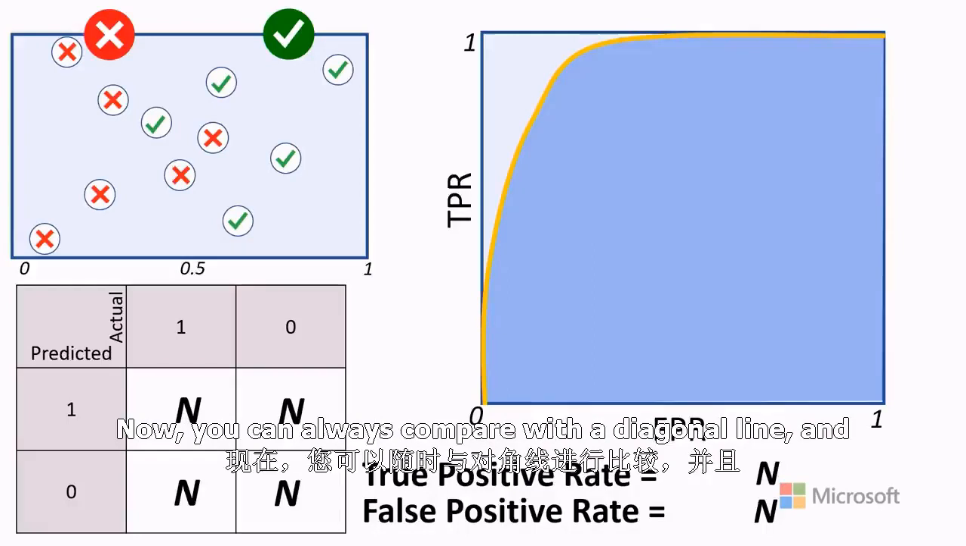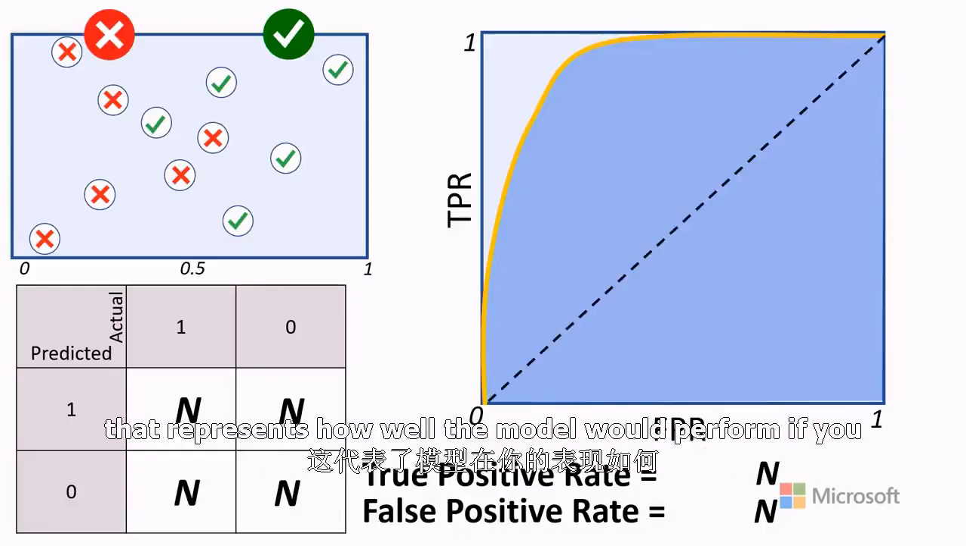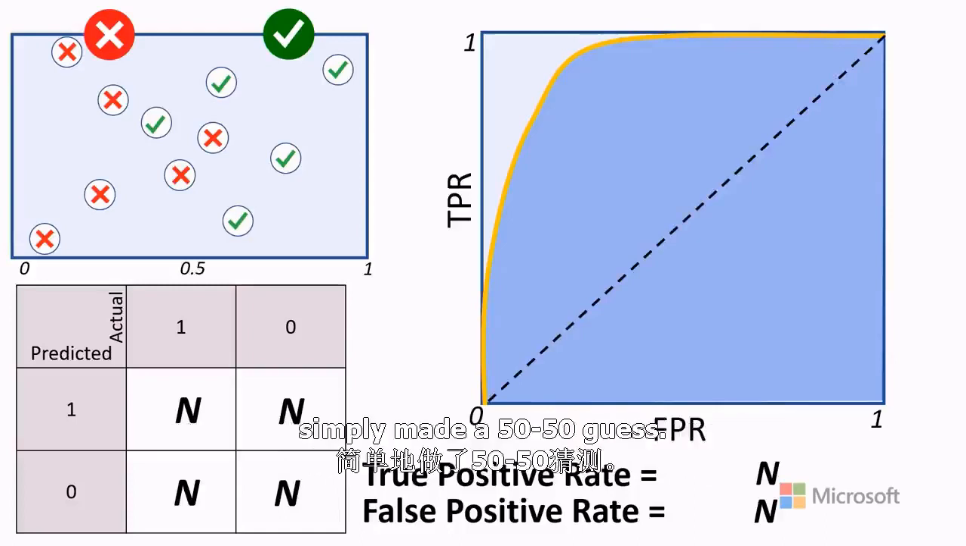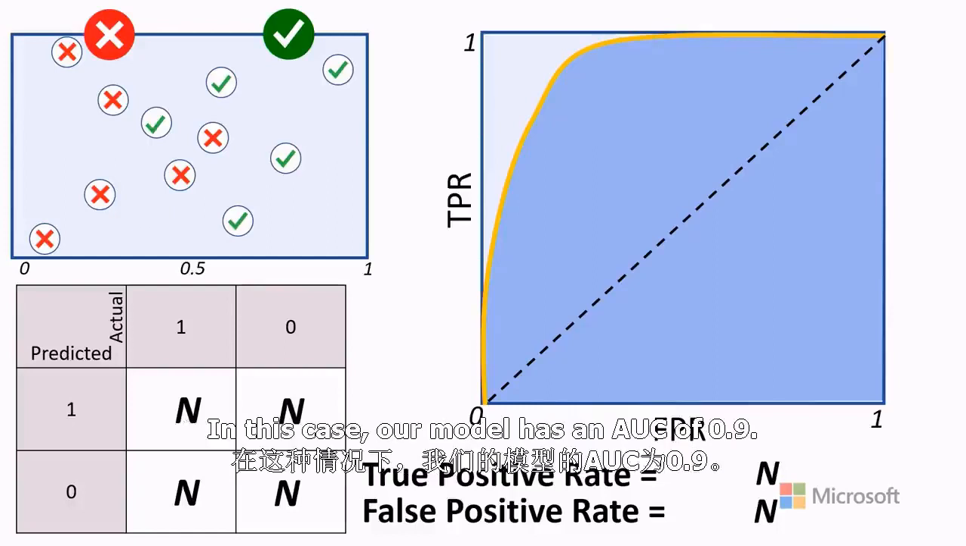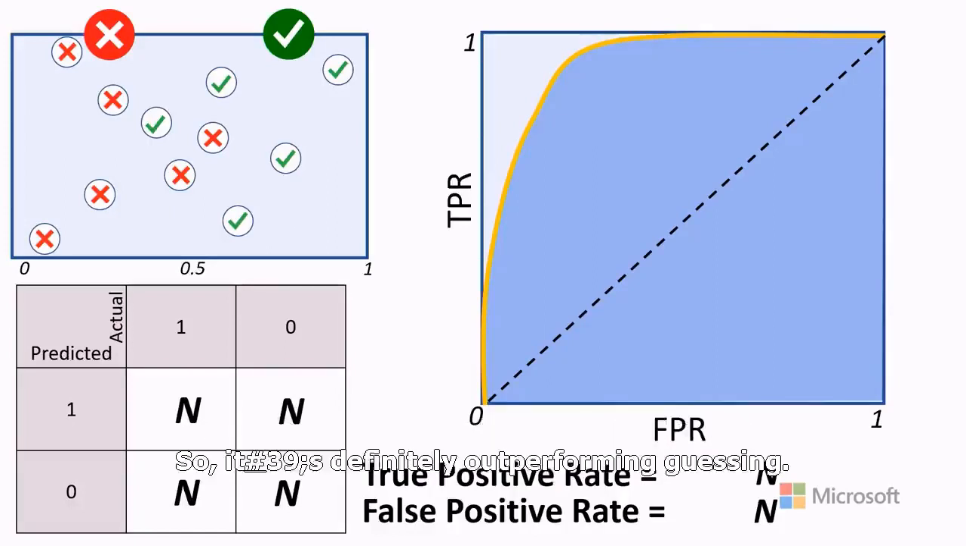Now you can always compare with a diagonal line, and that represents how well the model would perform if you simply made a 50-50 guess. It's an AUC of 0.5, so you're just simply random guessing 50% of the time true, 50% false. In this case, our model has an AUC of around 0.9, so it's definitely outperforming guessing.